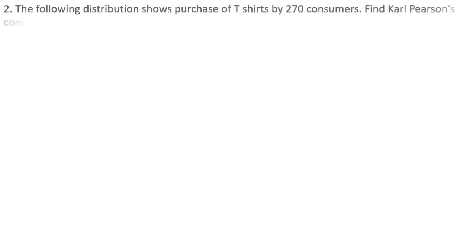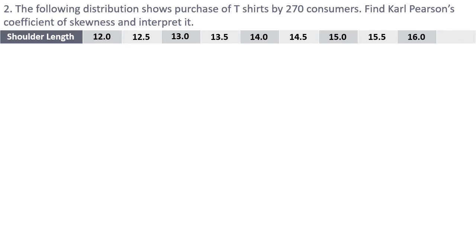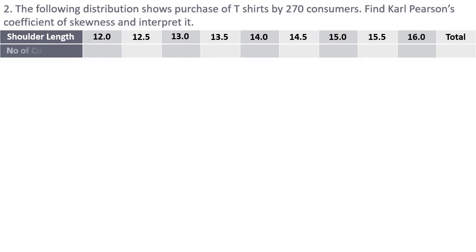Question number 2. The following distribution shows purchase of t-shirts by 270 consumers. We have to find Karl Pearson's coefficient of skewness and interpret it. Okay. Now the data given is shoulder length of the t-shirts in inches, that is 12.0, 12.5, 13.0, 13.5, 14, 14.5, 15, 15.5 and 16. Then the total. Now the frequency given, that is number of customers, are 5, 20, 30, 47, 56, 56, 37, 16, 3 and the total is 270 consumers.